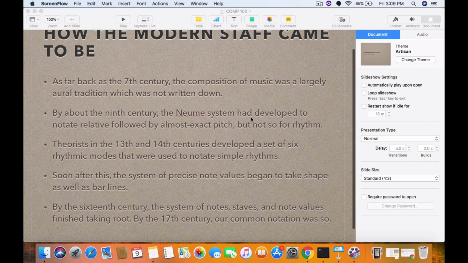And same thing we'll see in the next slide for clefs. It wasn't the clefs that we see today. It was actually very, very primitive. So this is how the modern staff came about in a nutshell.